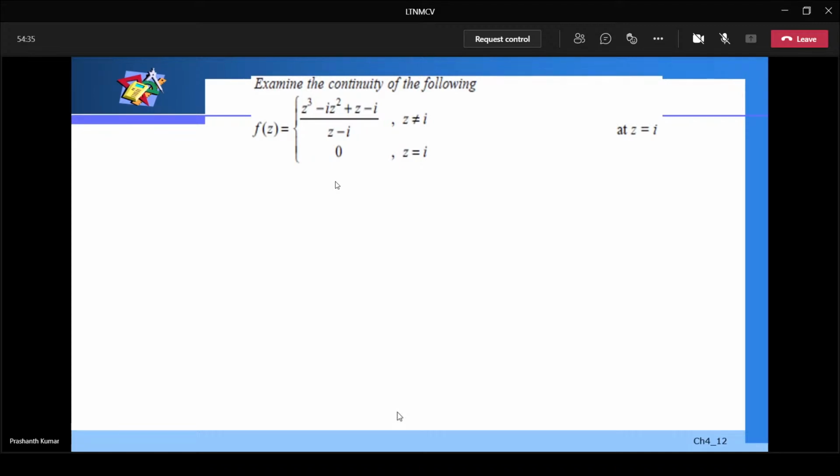Tell me. Shiva sir. Shiva, what is the answer? They are all differentiable sir. Yes, every polynomial function is differentiable. Every differentiable function is continuous.